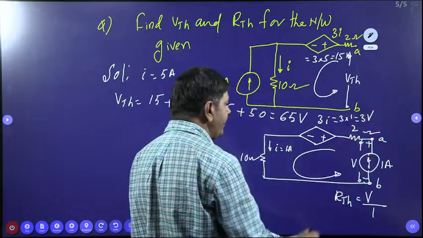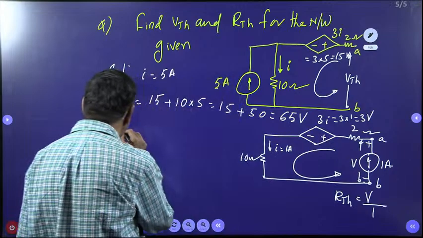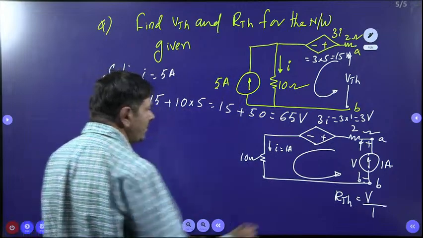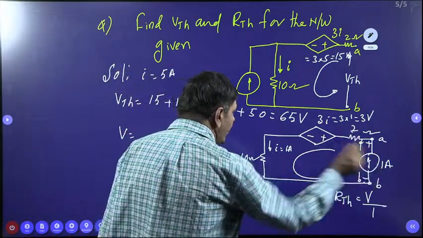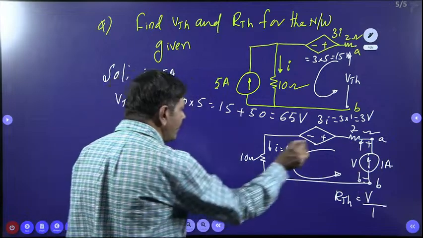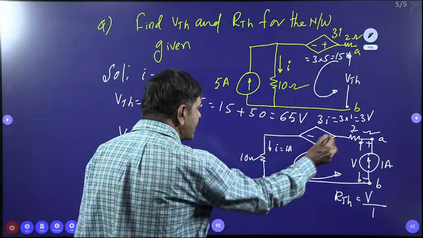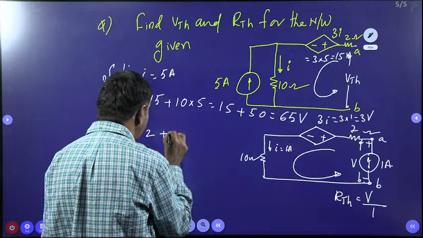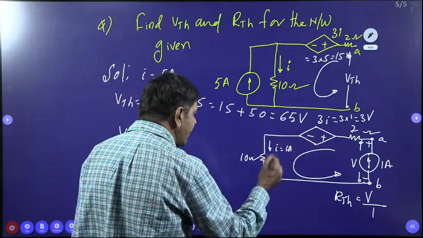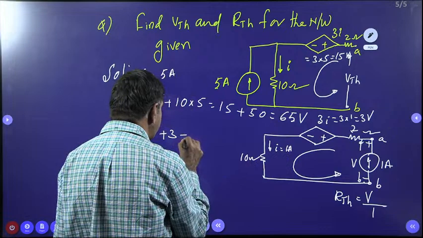When I apply the KVL, V equals the drop across the 2 ohm, 2 into 1, which is 2. The voltage here is plus 3 volts, plus 3. When you go this side, 1 into 10, 10 volts I can get now.